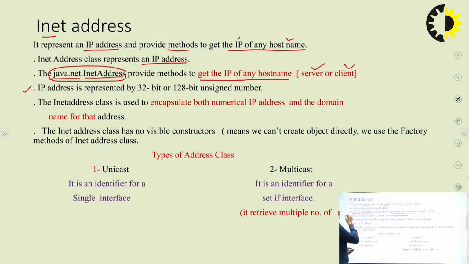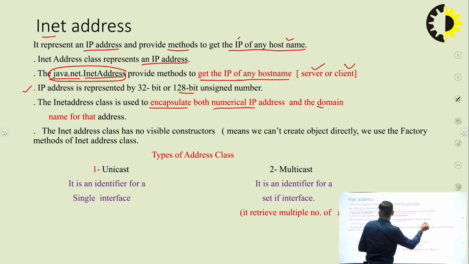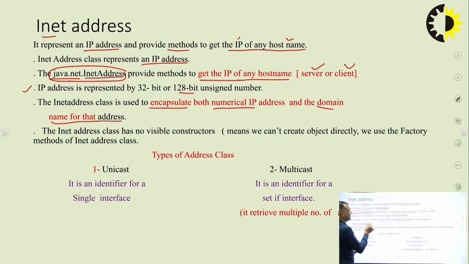IP addresses are represented as a 32-bit or 128-bit unsigned number, meaning we are using either IP version 4 or IP version 6. The InetAddress class is used to encapsulate both the numeric IP address and the domain name for that address. So the InetAddress class uses encapsulation.